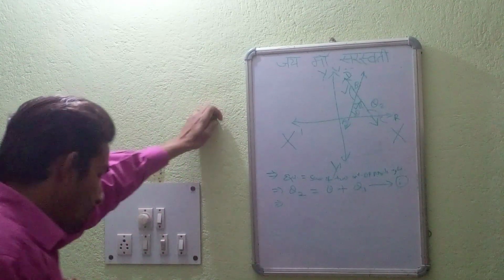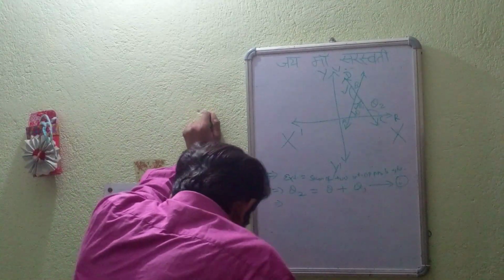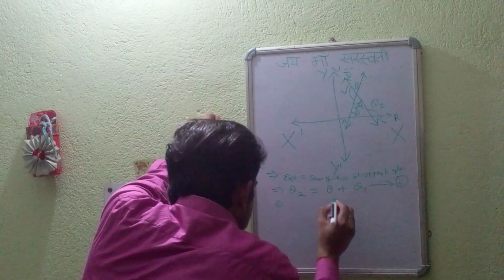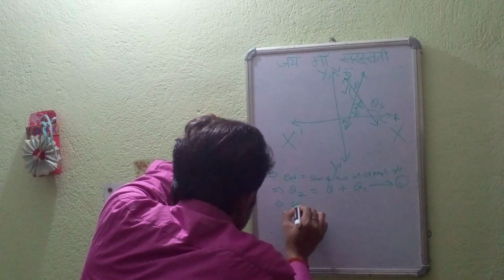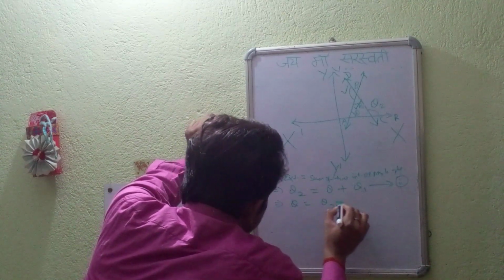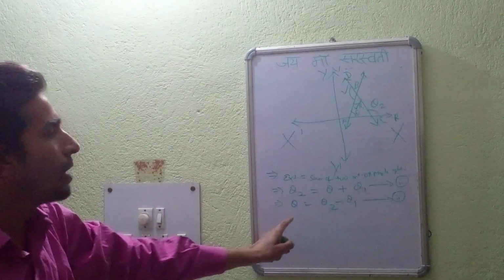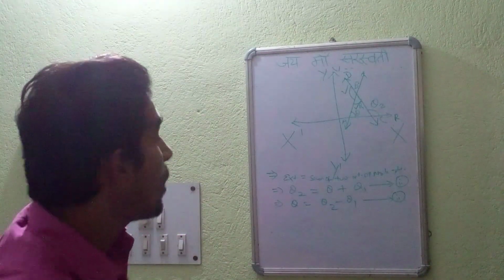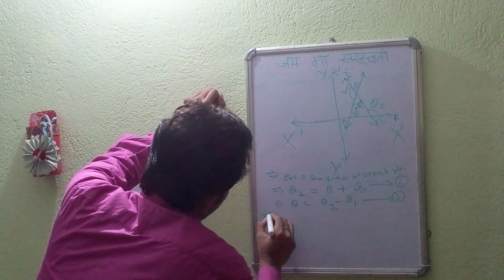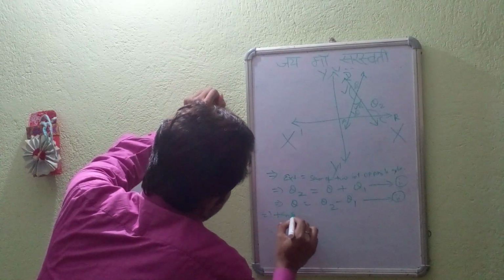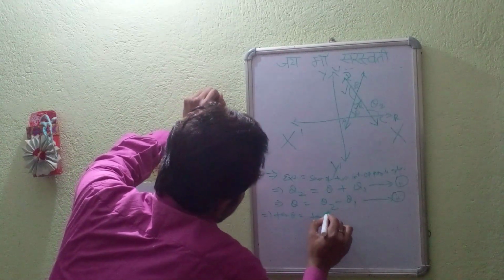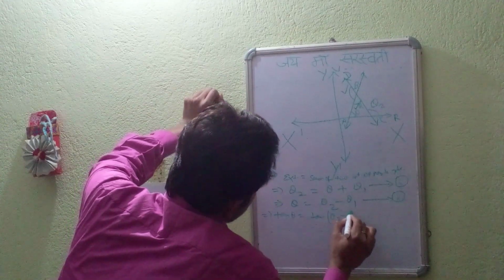Understood? So theta is equal to theta 2 minus theta 1. This is the second equation. We will be applying tan on both sides, so tan theta is equal to tan of theta 2 minus theta 1.